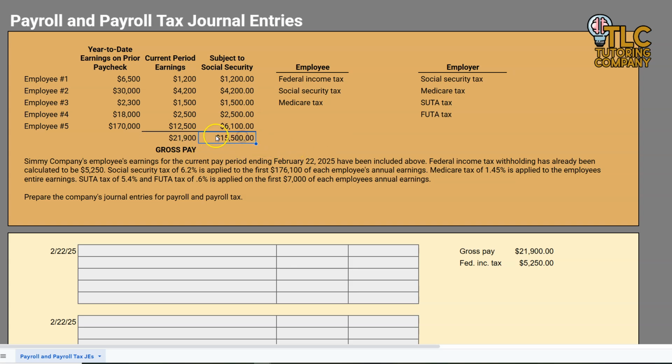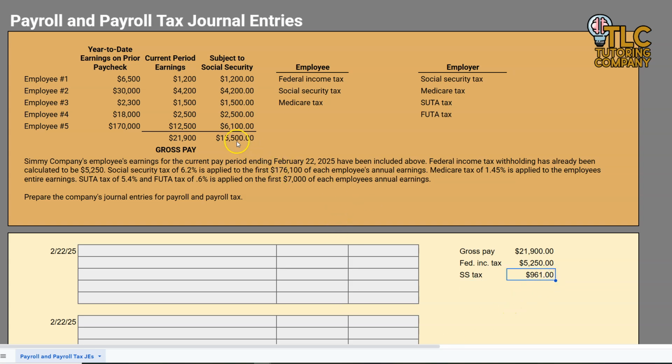All right. So even though we have current period earnings of $21,900, only $15,500 is subject to Social Security tax because of this ceiling. It's the max amount that can get taxed. And the only difference is because of this employee number 5 who just makes way too much money. So let's go ahead and figure out the Social Security tax amount. That would be $15,500 times 6.2%.